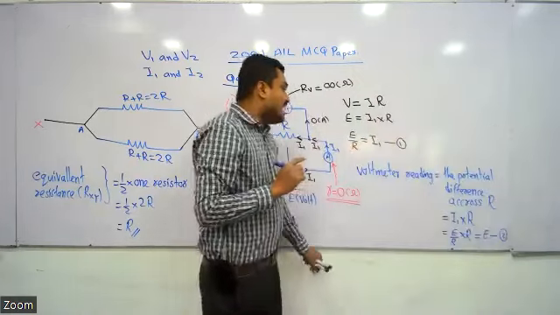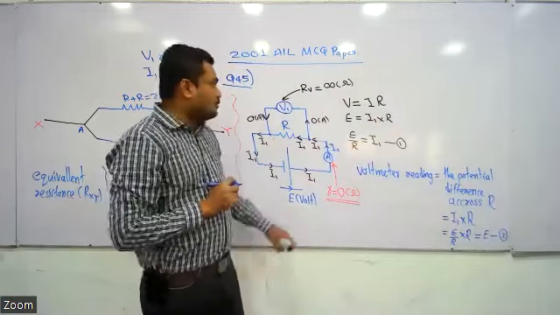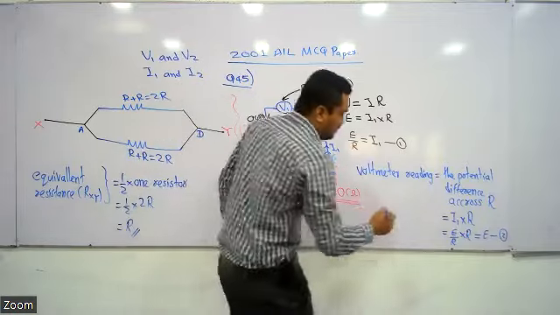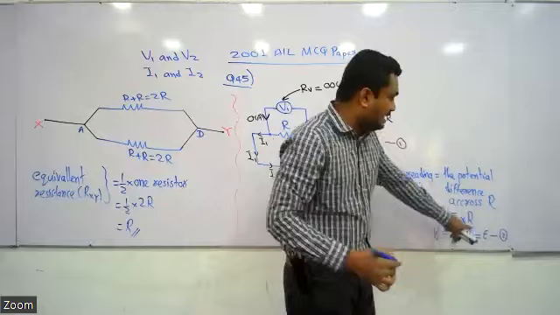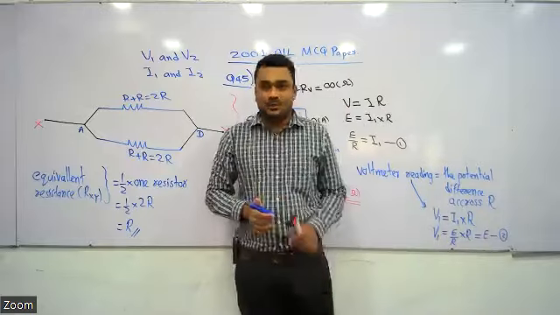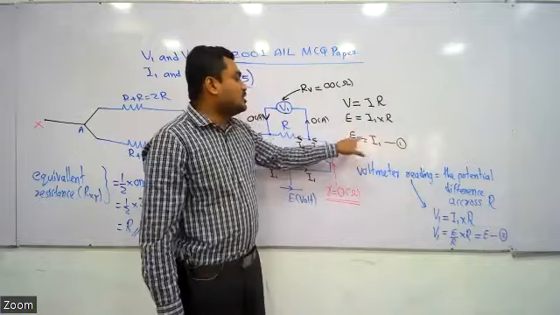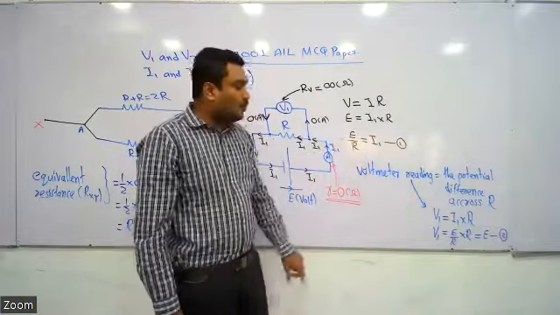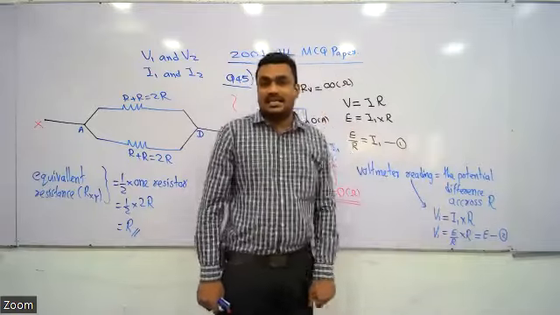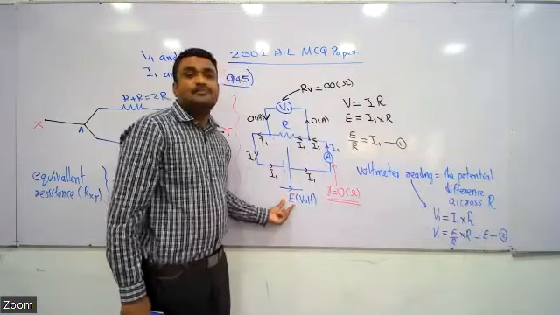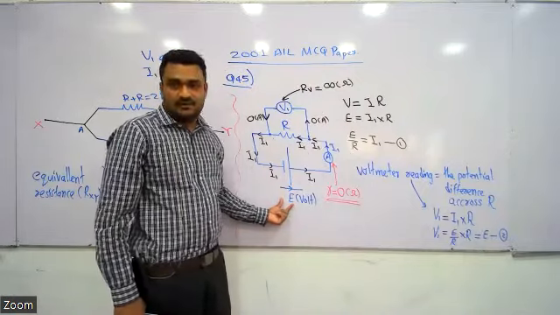Wait a minute. They have said the voltmeter reading is V1. So it means V1 is equal to capital E. The ammeter reading is I1, and I1 equals E over R. The voltmeter reading is V1, and V1 equals capital E. Capital E is the EMF of the battery, or the potential difference between the positive and negative terminals of the battery.